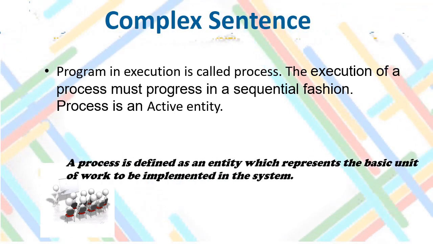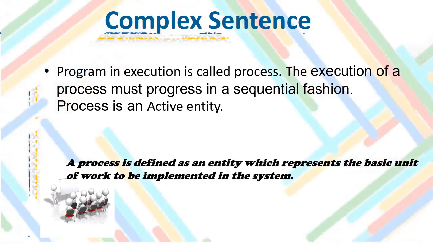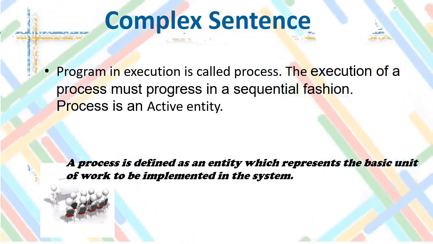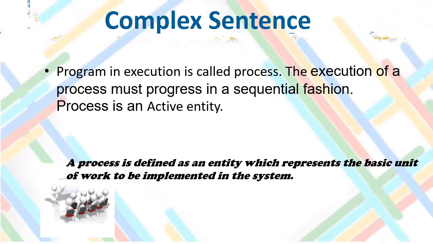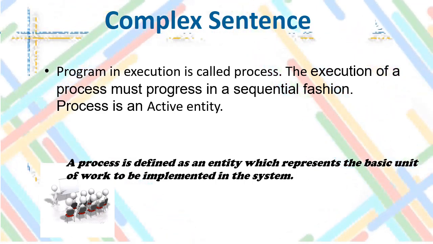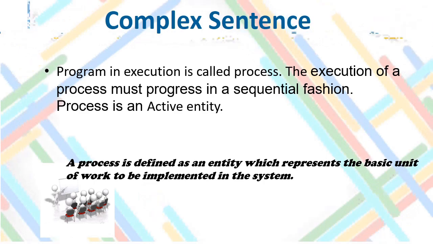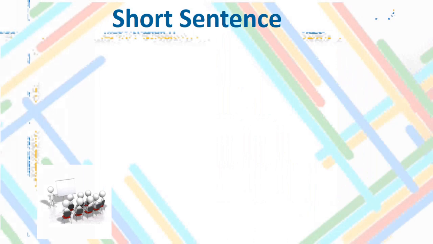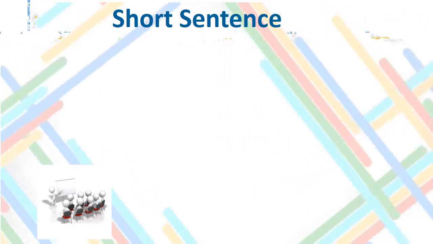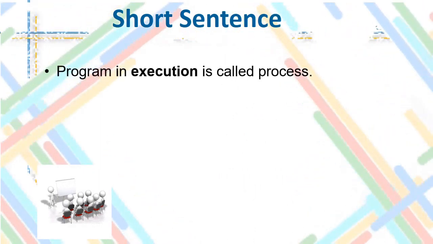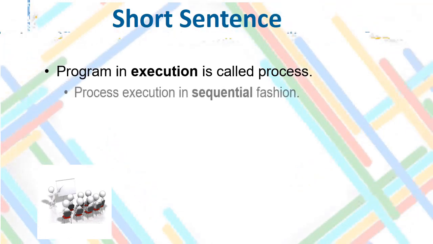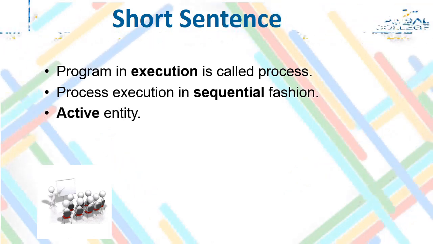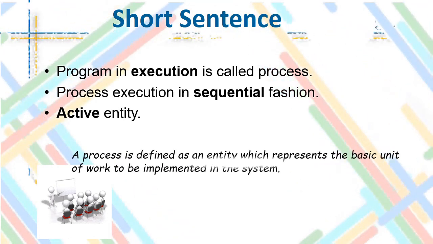Using complex sentences such as: program in execution is called process, the execution of process must progress in sequential fashion, process is an active entity. Writing such a big sentence will not be effective. But if the same thing is represented in bullet points focusing on keywords, it will be more effective. Such as: program in execution is process. Process executes in sequential fashion. It's an active entity. And finally defining the process.